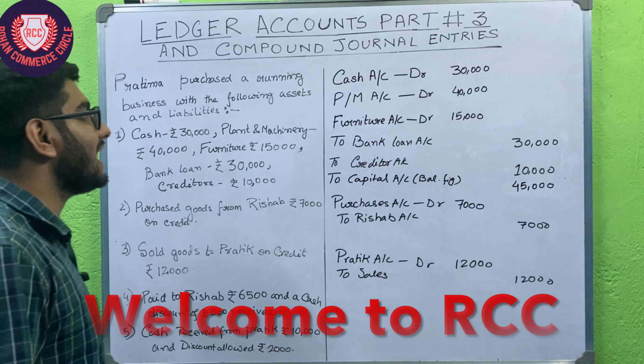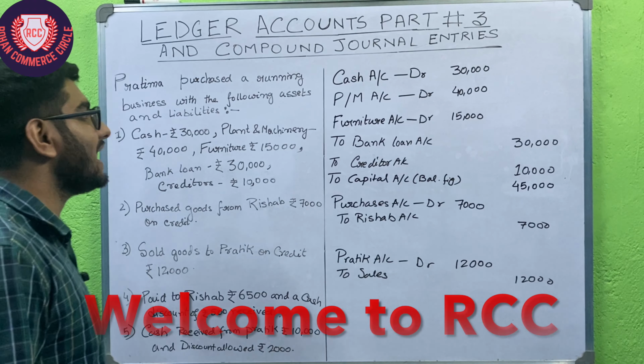How much will it be? It will be 6,500. And in discount received account, this one, we have to write by Rishabh, that is rupees 500. I hope you have understood this. We are doing double entry.